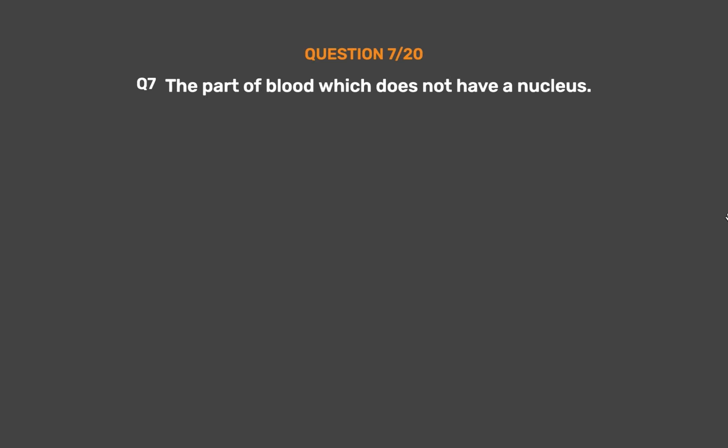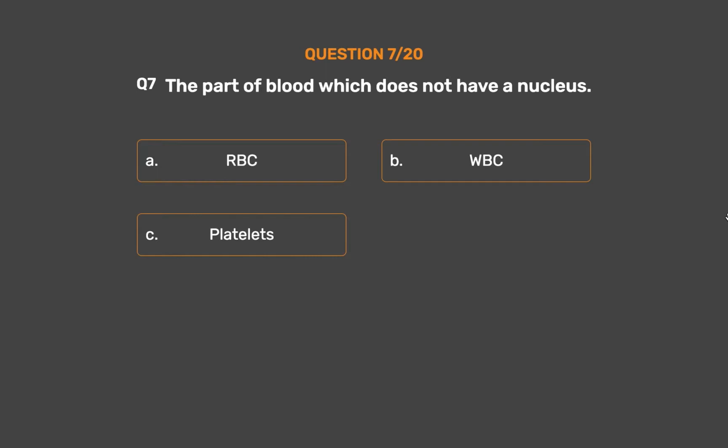Question number 7. The part of blood which does not have a nucleus. Option A. RBC. Option B. WBC. Option C. Platelets. Option D. Plasma.